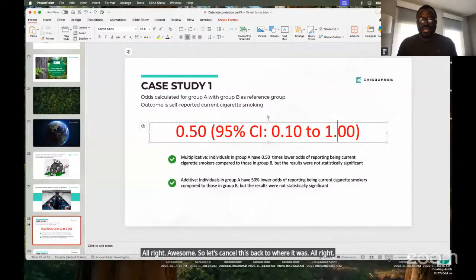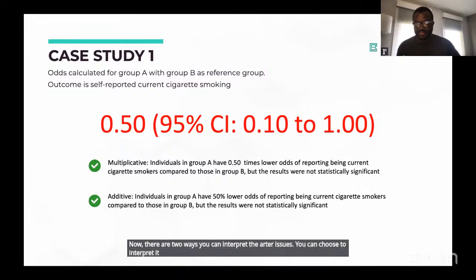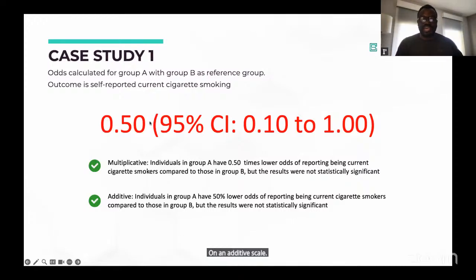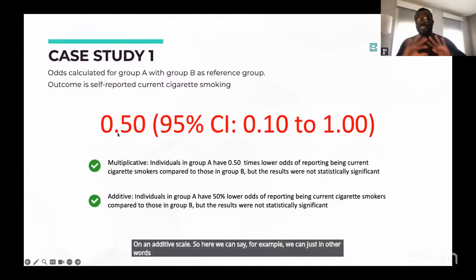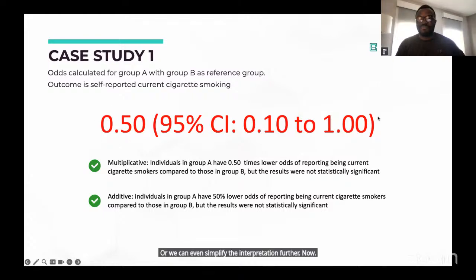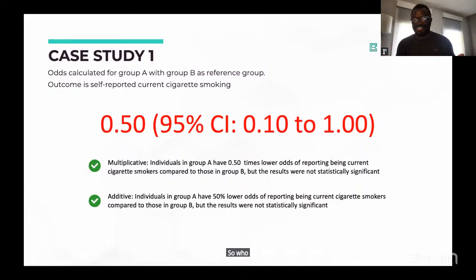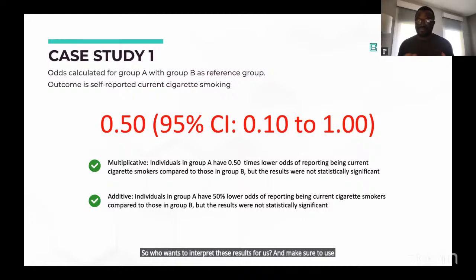All right. Now, there are 2 ways you can interpret the odds ratios. You can choose to interpret it on a multiplicative scale, or you can choose to interpret it on a relative scale, right? On an additive scale. In other words, a simpler way of saying that is we can interpret it exactly the way it is, or we can even simplify the interpretation further. Now, who wants to take a stab at interpreting this? And this is a trick question. I want to catch somebody who will use the banned words we've said earlier in painstaking detail. So who wants to interpret these results for us and make sure they use only the words that are approved? I'm sure you all know the words that we've disapproved of at the very beginning. Kenneth?